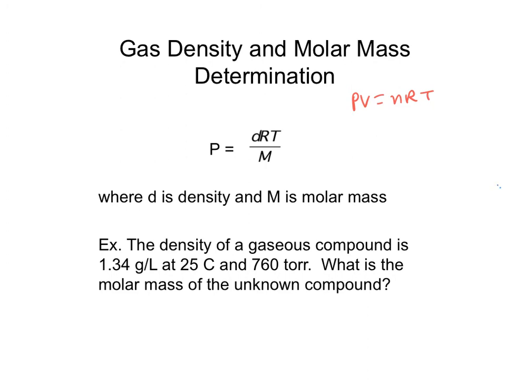And you can use the relationship that the number of moles is equal to the mass divided by the molar mass, right? You have grams divided by grams per mole, which gives moles. So you can plug in here and say that PV is equal to mass over molar mass times RT.